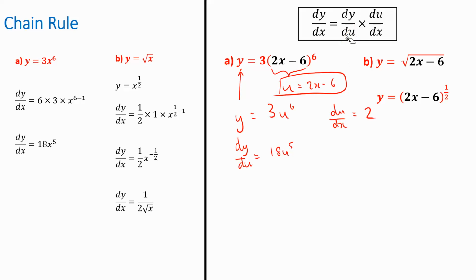So that's why we're saying, all right, that means dy dx has to equal 18u to the power 5, that's dy du, multiplied by du dx, which we know is 2. My answer would then have to be 2 times 18, which is 36u to the power 5. Why am I wrong? What did I do wrong?